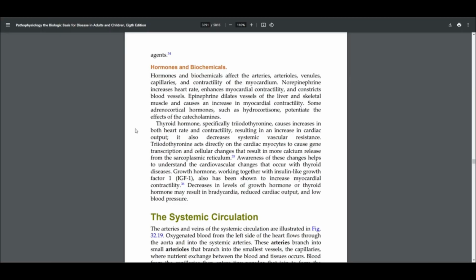Triiodothyronine acts directly on the cardiac myocytes to cause gene transcription and cellular changes that result in more calcium release from the sarcoplasmic reticulum. Awareness of these changes helps to understand the cardiovascular changes that occur with thyroid disease. Growth hormone working together with insulin-like growth factor 1, or IGF-1, also has been shown to increase myocardial contractility. Decreases in levels of growth hormone or thyroid hormone may result in bradycardia, reduced cardiac output, and low blood pressure.